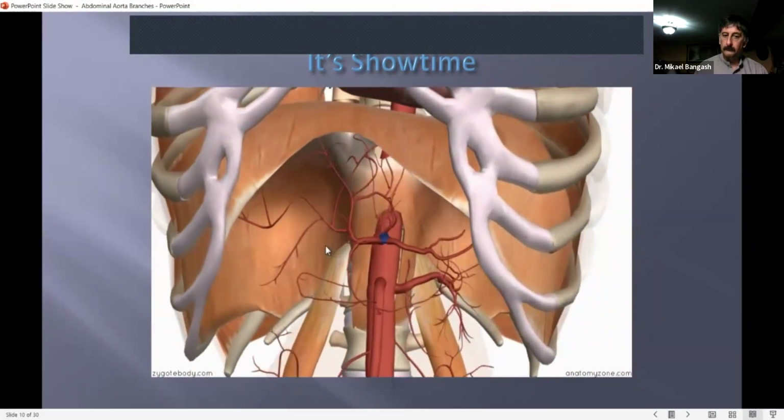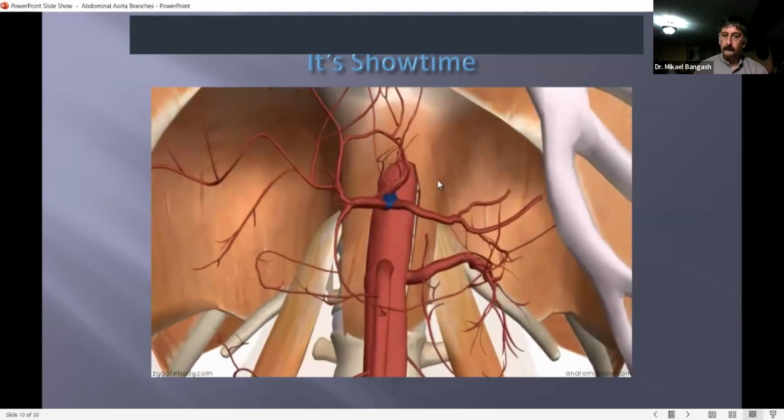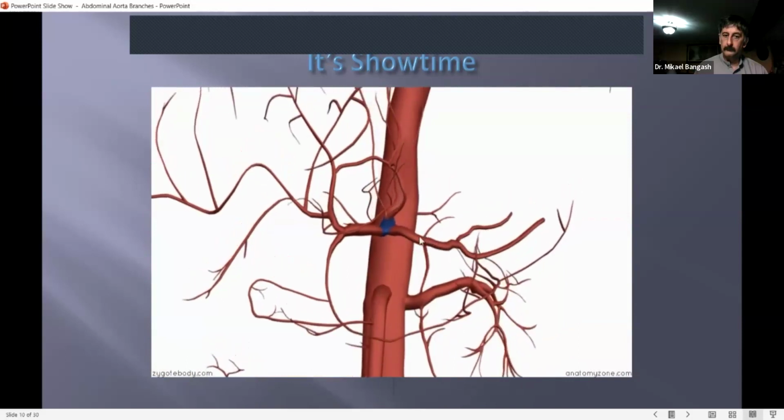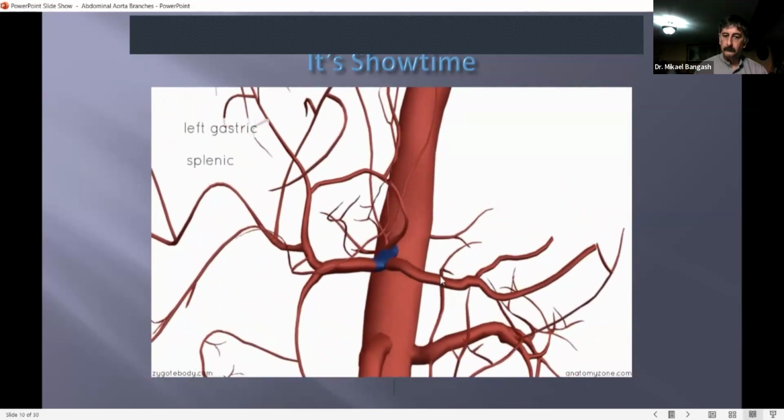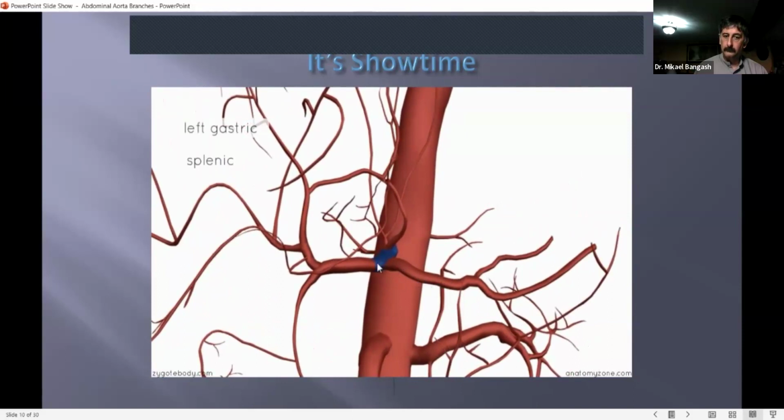So the celiac trunk has three branches. You've got the left gastric branch, which is this branch here going upwards, and then you've got the splenic branch, the splenic artery, coming off going towards the spleen to the left, and you've got the common hepatic artery. So those are three branches that come off the celiac trunk.